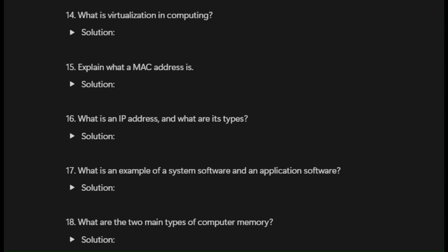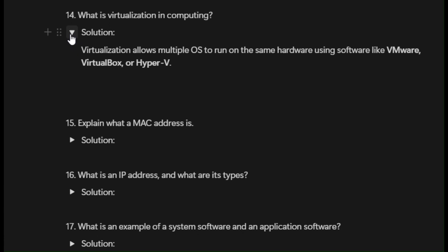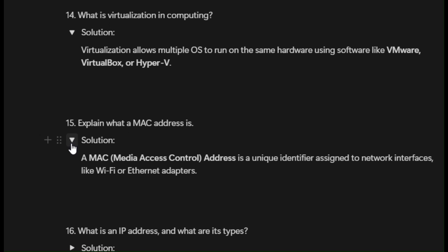Now, what is virtualization in computing? It allows multiple operating systems to run at the same time on the same hardware, using software like VMware and Hyper-V. Now explain what a MAC address is. A MAC address is a unique identifier assigned to network interfaces like the Wi-Fi or the Ethernet adapter.